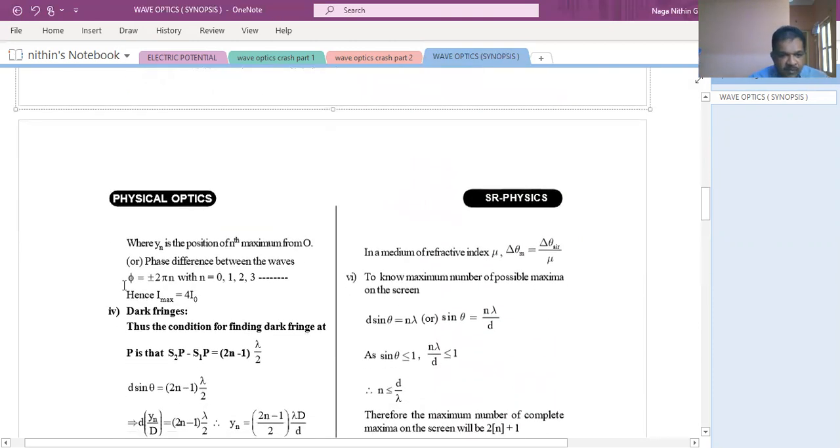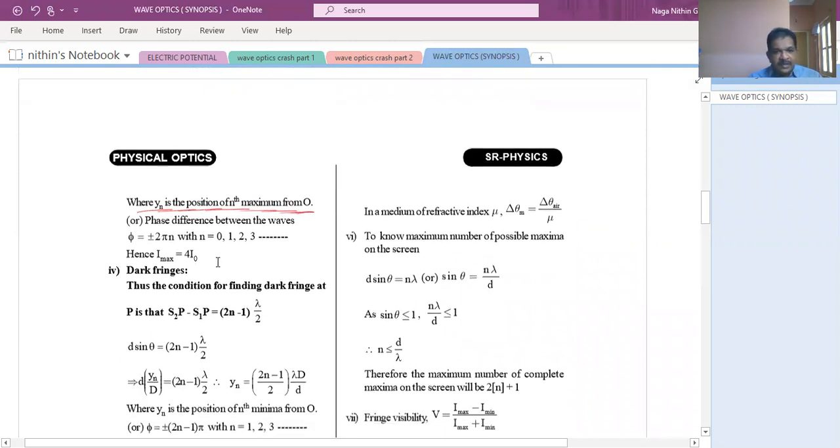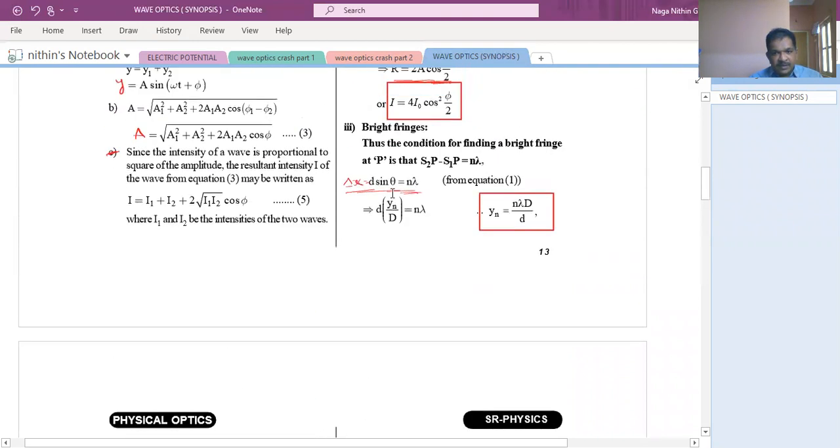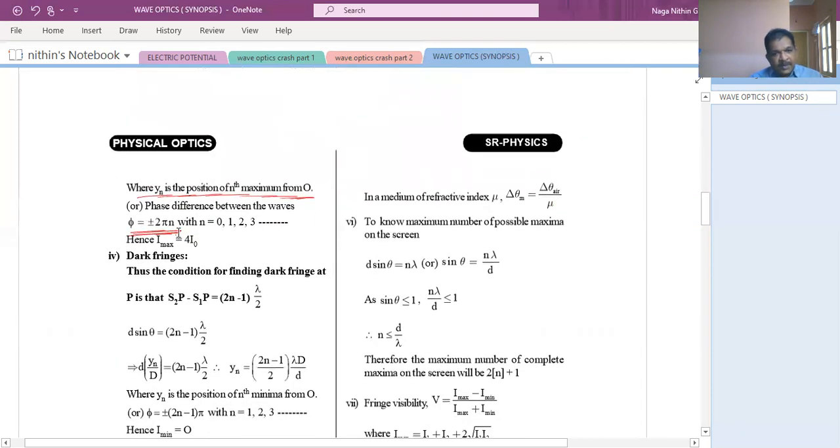Next, here what is yn? Position of the nth maximum from the central bright band. What is the phase difference here? It is 2 pi n. So n lambda is the path difference. Here we got n lambda as the path difference, or 2 pi n as the phase difference, for getting the bright band at the point P.